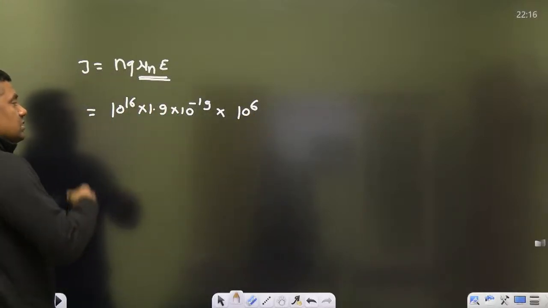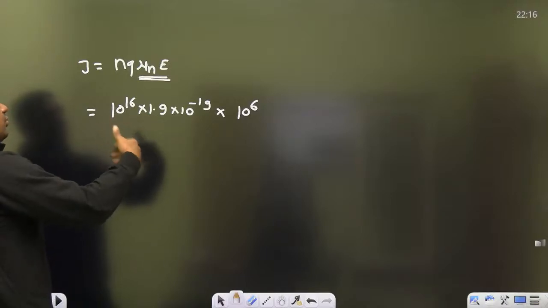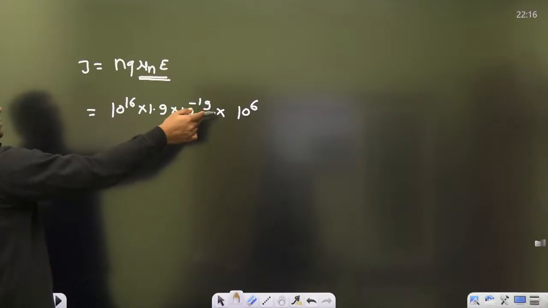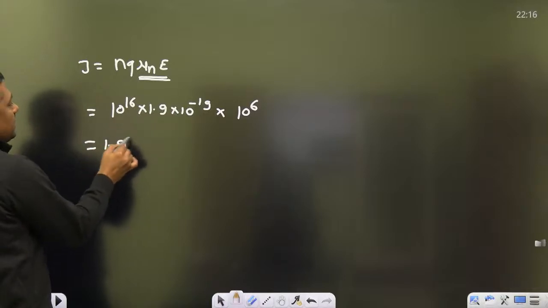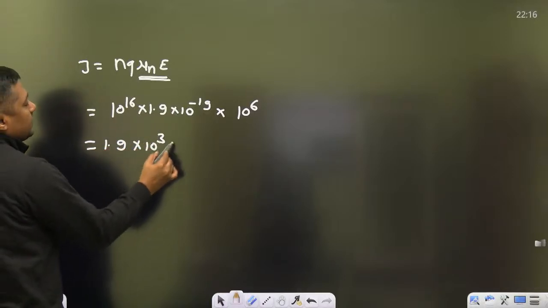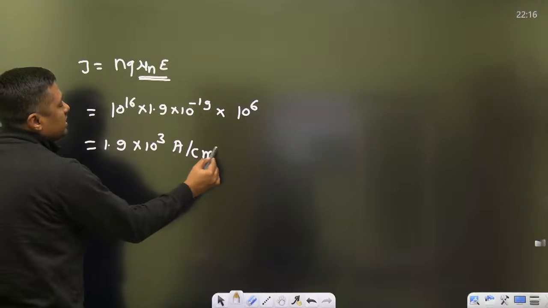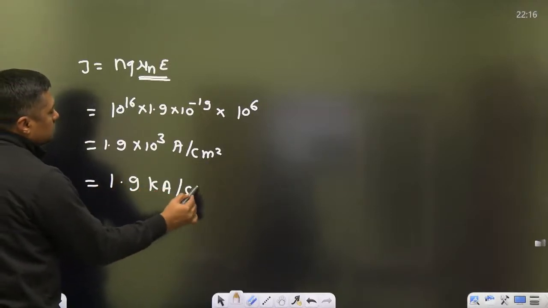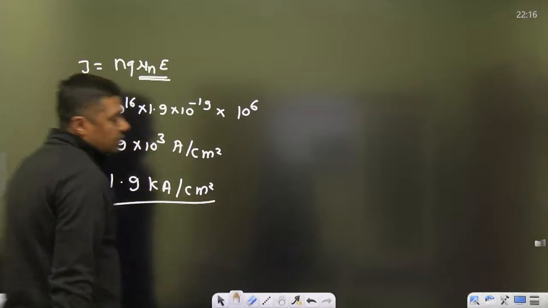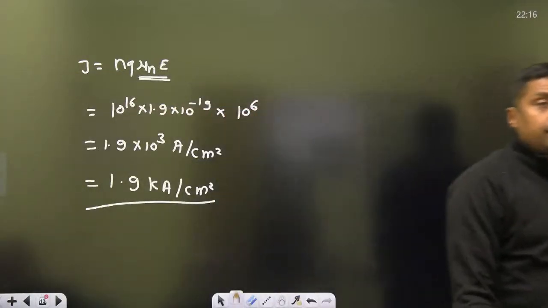This is a very simple calculation. Now you can do the calculation: 10 to the power 6, 10 to the power 22, 1.9 into 10 to the power, so 3 ampere per centimeter square. So what is the answer? Check my calculation. That is the basic. Okay.